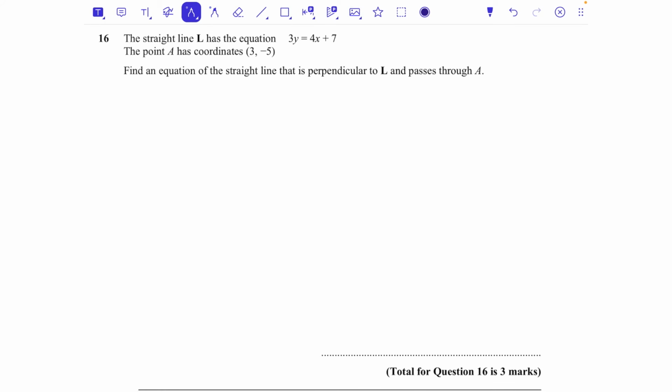Okay, question number 16. The straight line L has the equation 3y equals 4x add 7. The point A has coordinates (3, -5). Find an equation of the straight line that is perpendicular to L and goes through A. So first I'm going to take this line here, 3y equals 4x add 7, and I need to know the gradient of this line. To do that, we need to make y the subject of the formula. So I'm going to divide this side by 3 and divide everything on this side by 3.